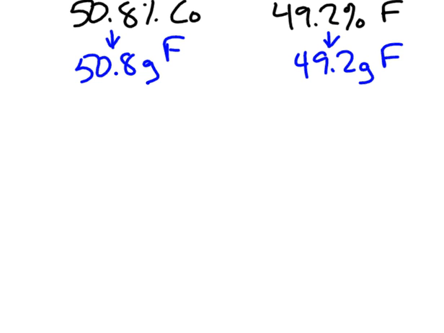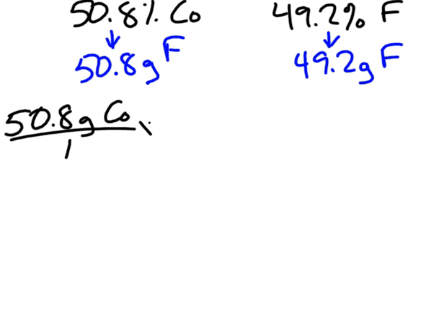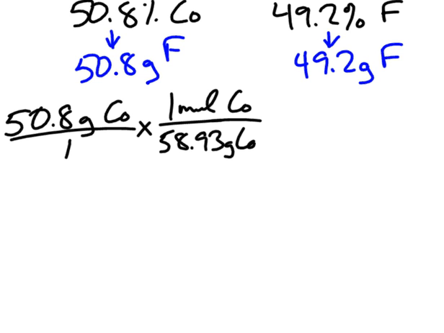So from there, we'll do what we were doing in the last one, which is getting the number of moles. Grams of cobalt over 1, mass of cobalt, 58.93 grams of cobalt over 1 mole of cobalt. This equals, with 3 sig figs, 0.862 moles of cobalt.